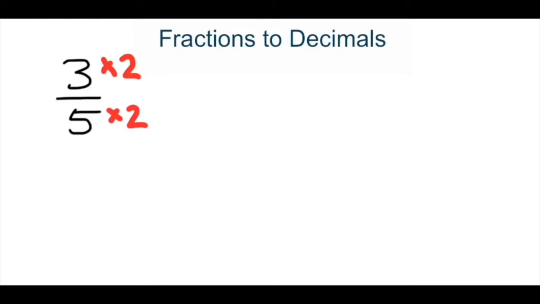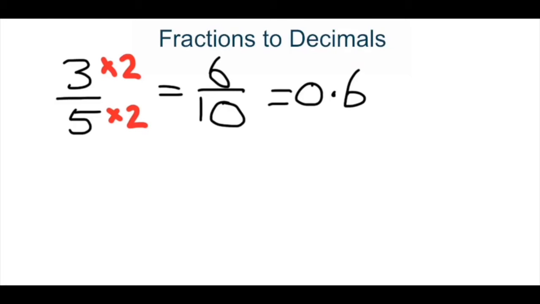Even ones where we can scale them up to a fraction over 10. So here we have 3/5, but we know that we can times 5 by 2, and remember we've got to do that same thing to the numerator to get it so that it's a fraction over 10. And now we'd have 6 over 10, which we could make into a decimal of 0.6.